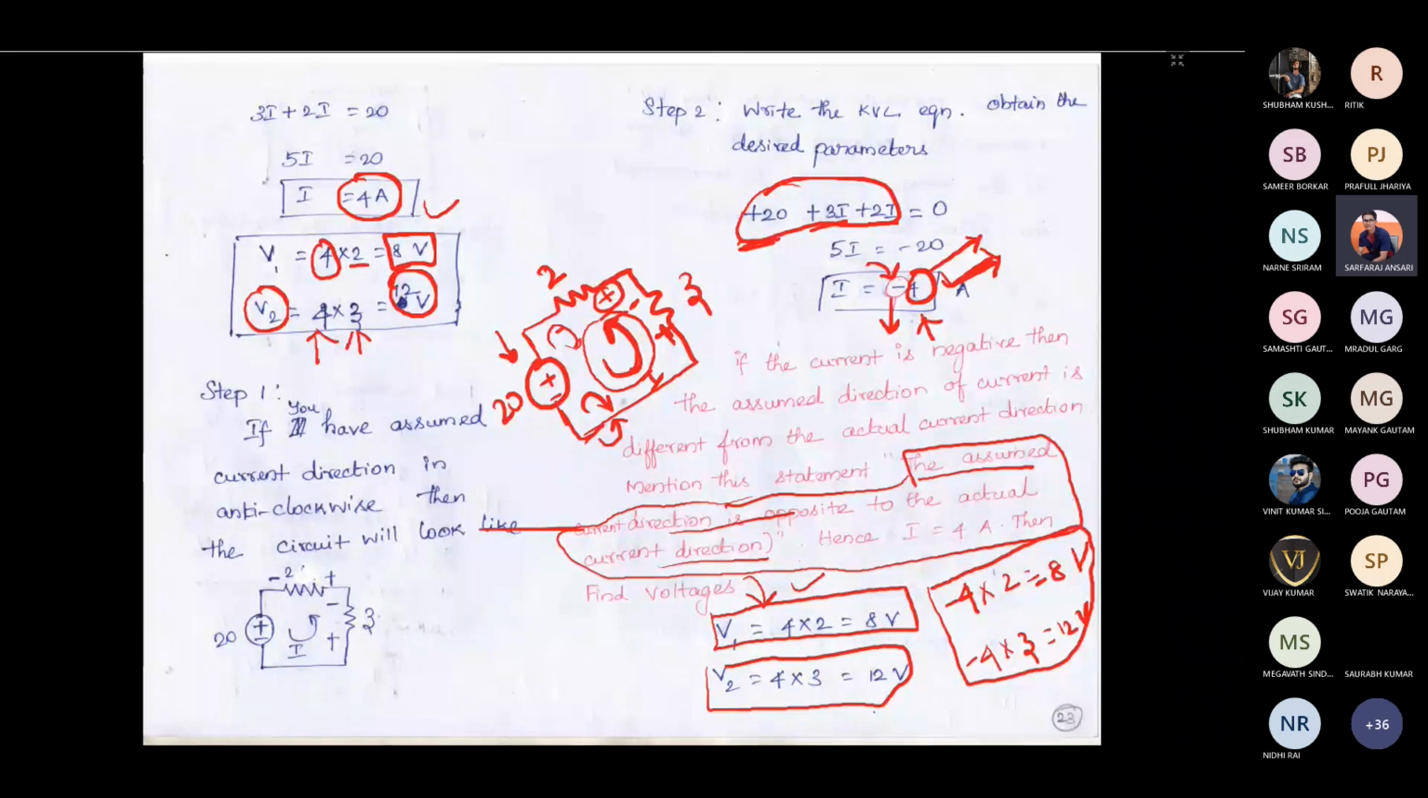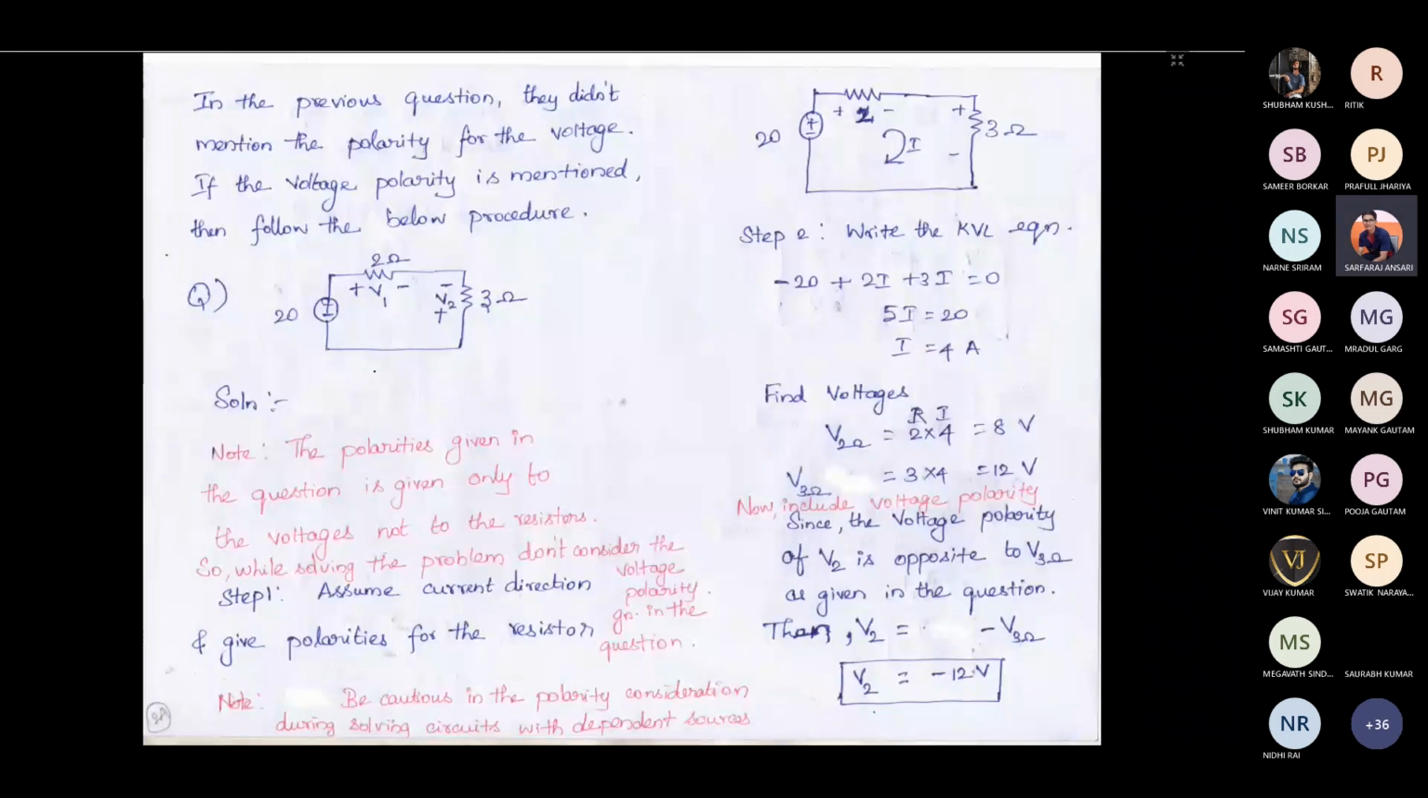Let us proceed. Consider that this is the circuit. Now they have given the voltage polarity already. Here we had chosen some current direction, and based on that current direction we assumed plus and minus like this for the 3 ohm resistor. This is our V2. Now what is given in the problem is negative polarity here and positive polarity here.